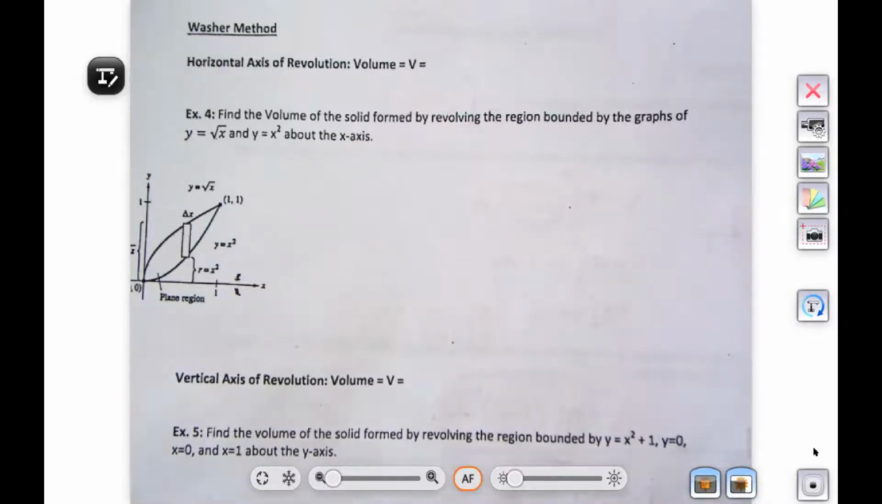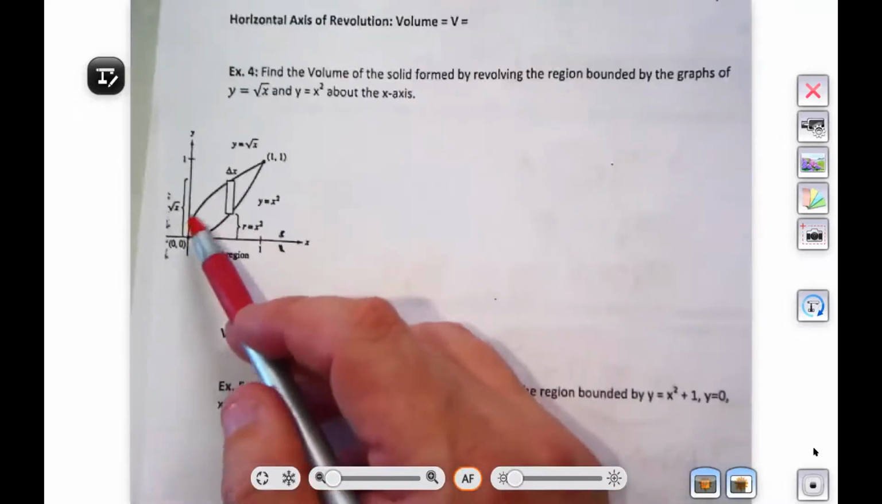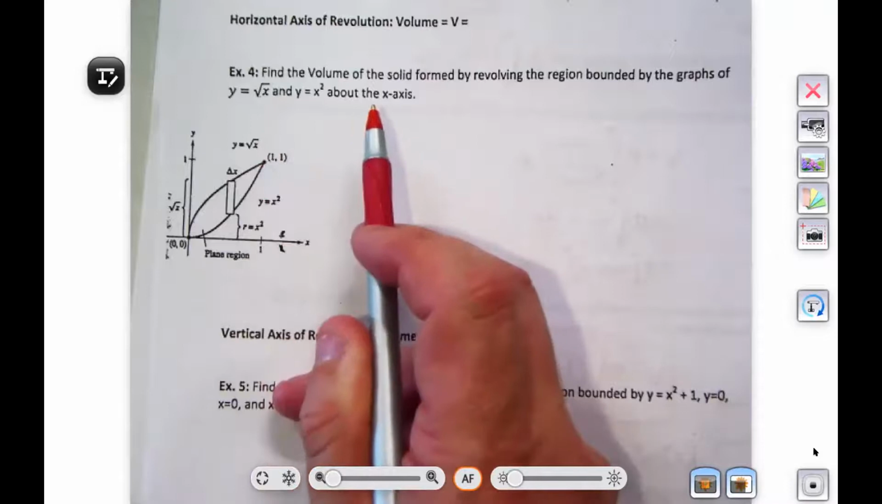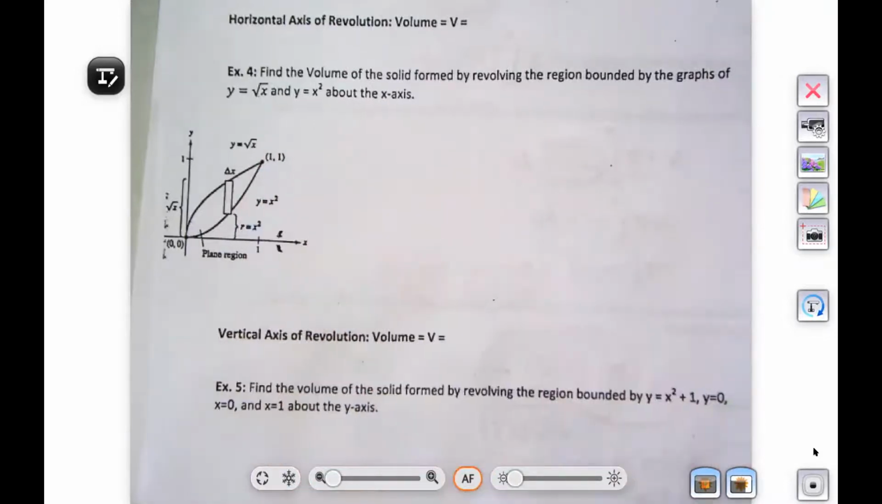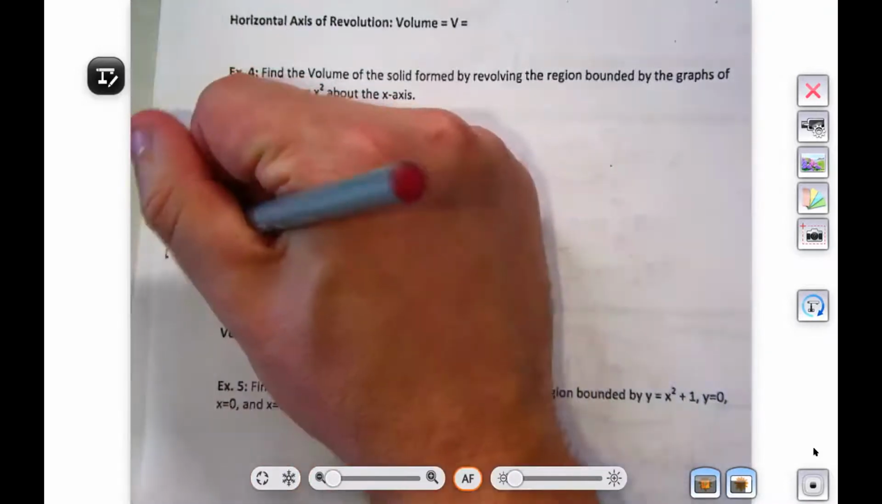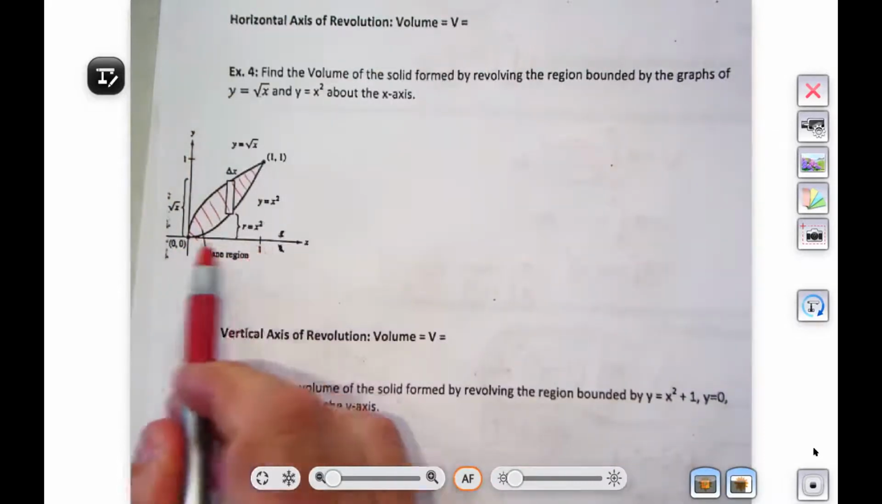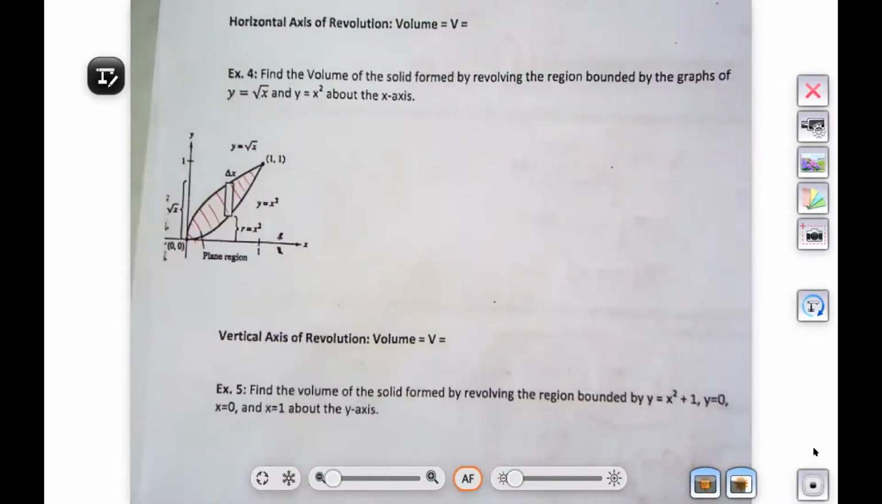So on this one here, we have this little leaf petal, rose petal that we're spinning, and we're spinning it around the x-axis. So what I want you to notice is there is space between the x-axis and the thing I'm spinning. When that happens, that is a washer problem. And that's what I'm going to show you in the video, okay? And then we'll do the problem.